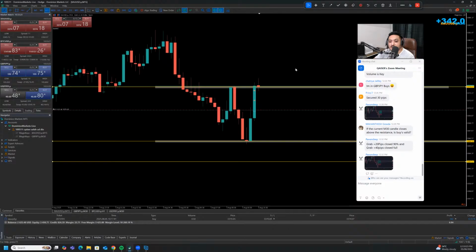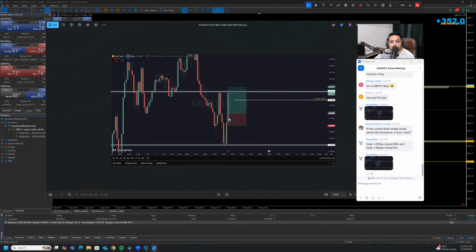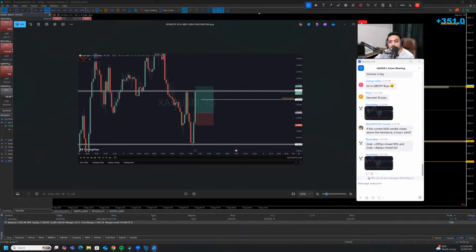Okay, Prince secured 30 pips. Very nicely done, Prince. Pawandeep just sent us the chart. Look at this one. Wow, what a beautiful buy. Same with us. Very nicely done, buddy.